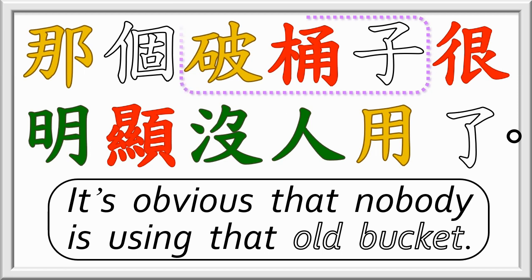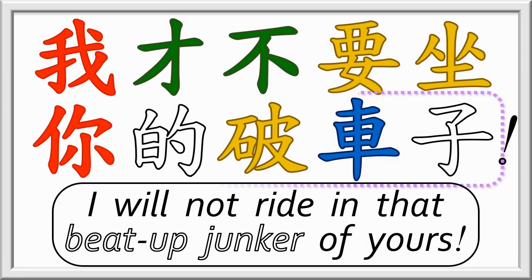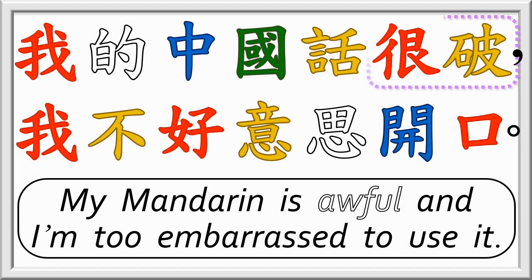These next three examples mean broken in some way. 那个破桶子很明显没人用了。It's obvious nobody's using that old bucket. 我才不要坐你的破车子。I will not ride in that beat-up junker of yours. 我的中国话很破，不好意思开口。My Mandarin is awful, and I'm too embarrassed to speak it.